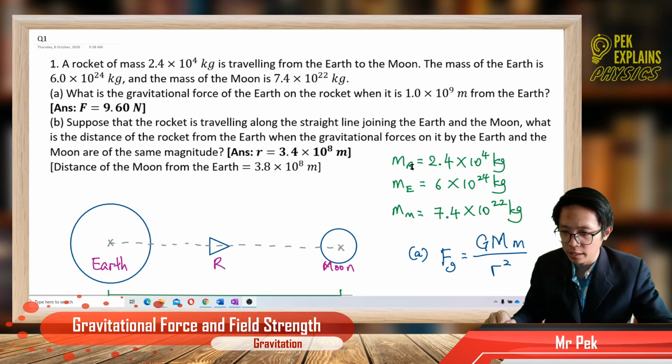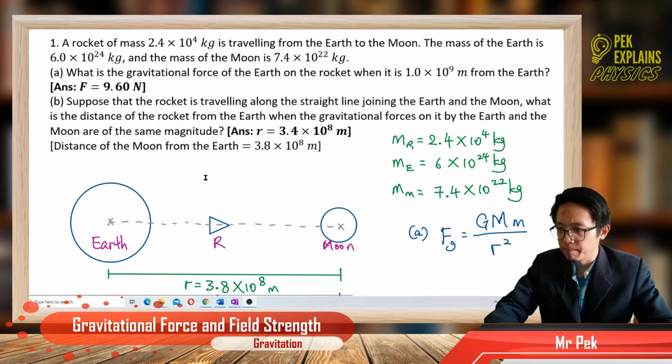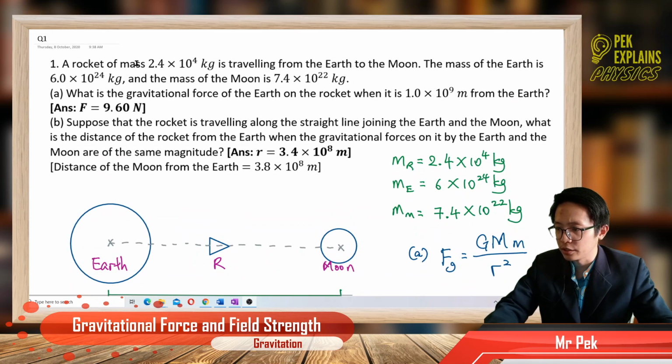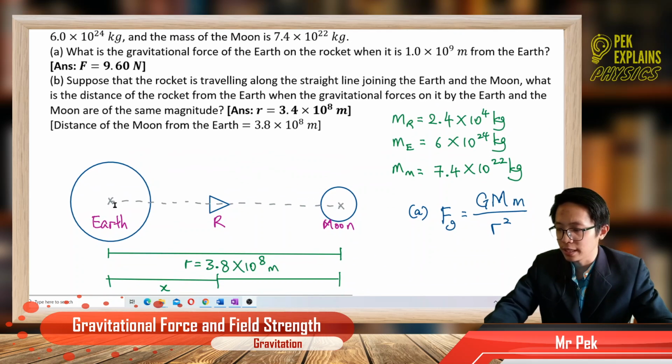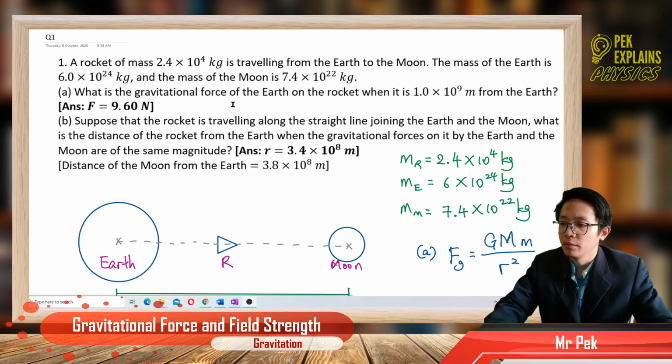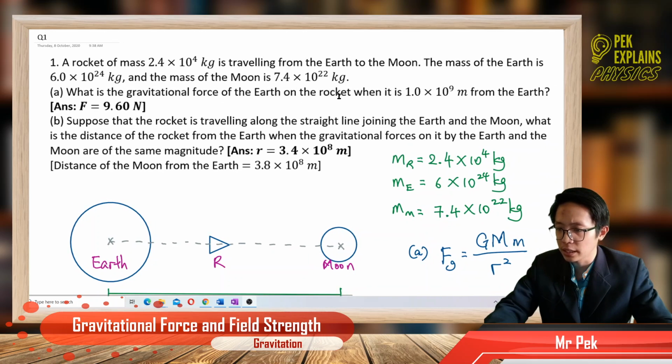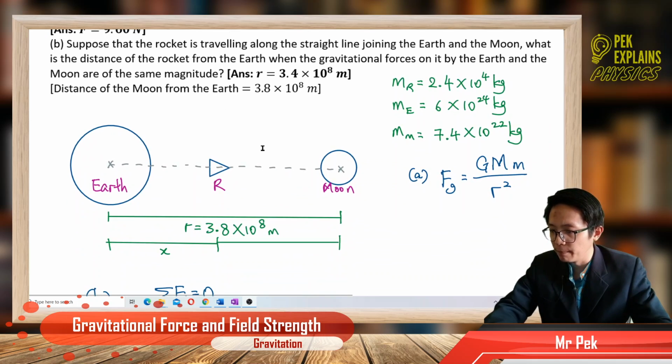Okay, all this information I already summarized here. We have the mass of rocket, the mass of Earth, and also the mass of the Moon. Now the rocket is traveling from Earth to Moon. So the rocket travels from Earth to Moon. What is the force between Earth and rocket? Force of Earth on rocket.